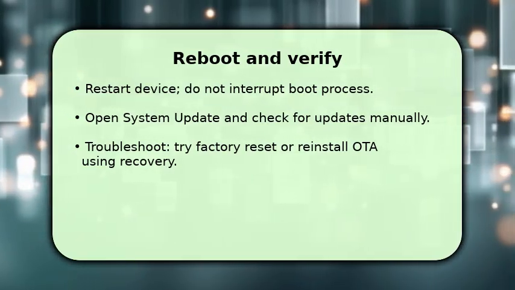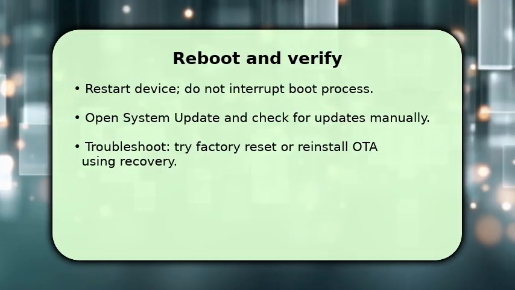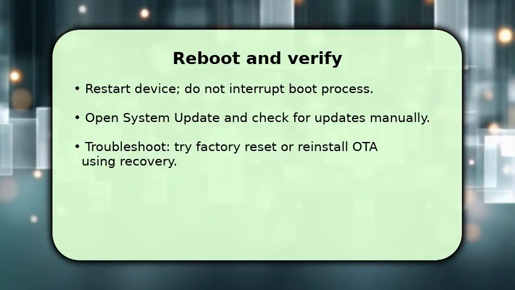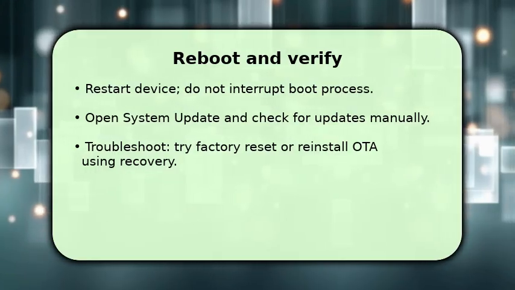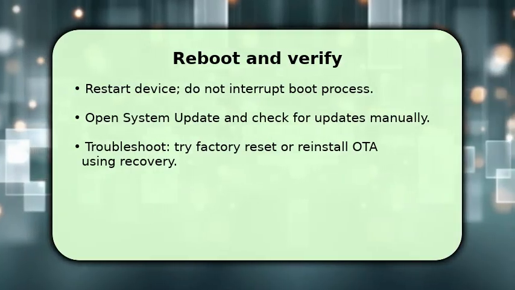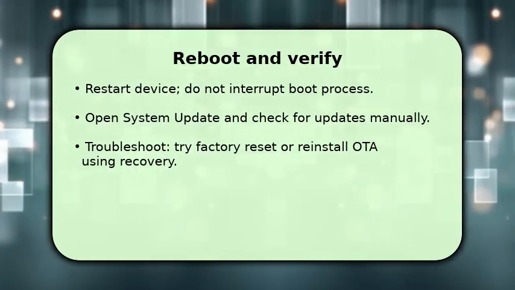If updates still fail, sign back into your Google account and recheck, or boot to recovery to wipe cache partition and retry. As a last resort, perform a factory reset or reinstall the OTA via recovery. These steps resolve persistent corruption, but require your backup.